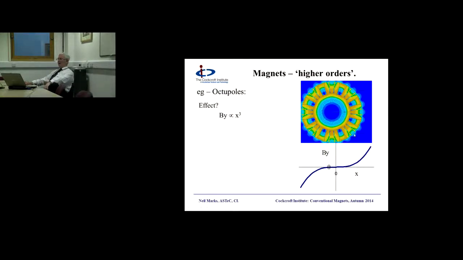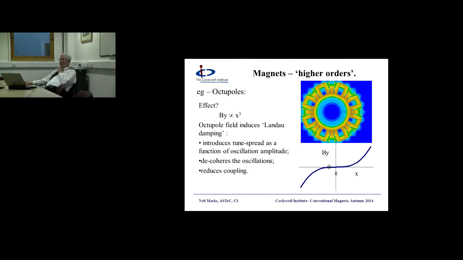There are still higher order magnets. I've got here an octopole, an 8-pole magnet, and this is the equation in the bottom right hand corner of the variation of By versus x, and it's going as x cubed. So what effect does that have on the beam? And we're now getting into rather deep water here, and certainly something that I don't really want to spend much time on, and that is that the octopole fields introduce Landau damping into the accelerator.